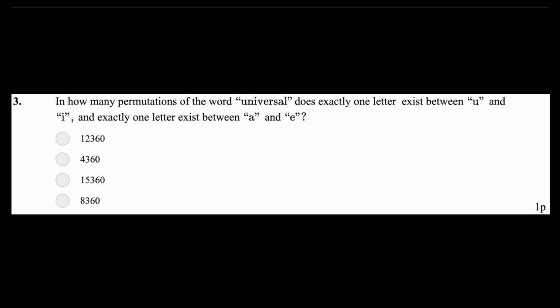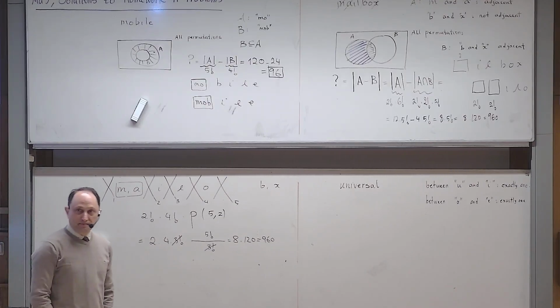So we have the word universal. In how many permutations is there exactly one letter between U and I, and exactly one letter between A and E? Okay, it's a good problem. I want to give you a little bit of time to think about it yourself again. Any ideas?